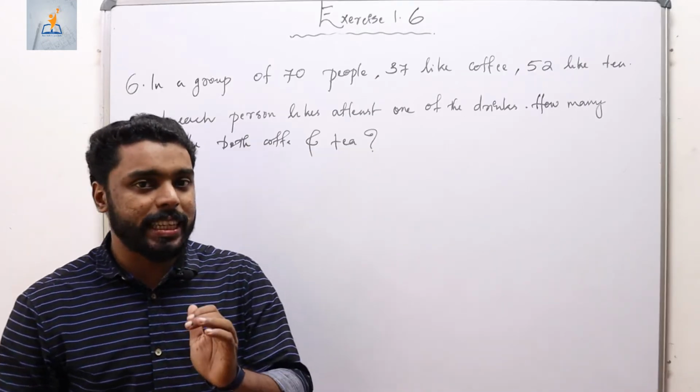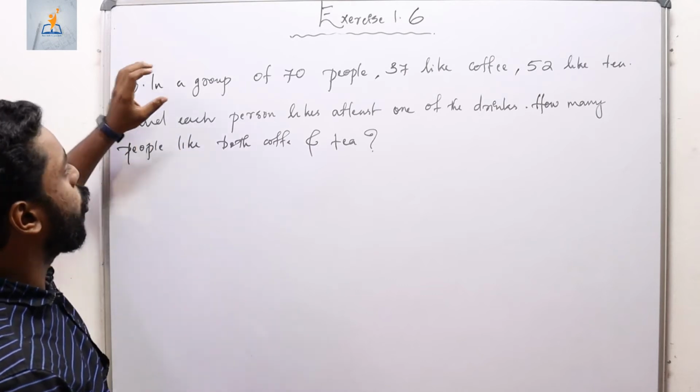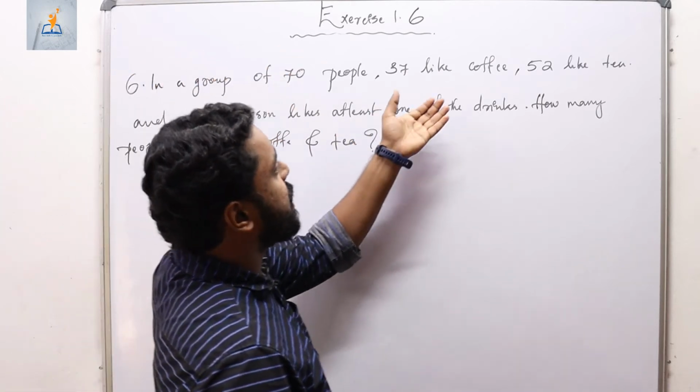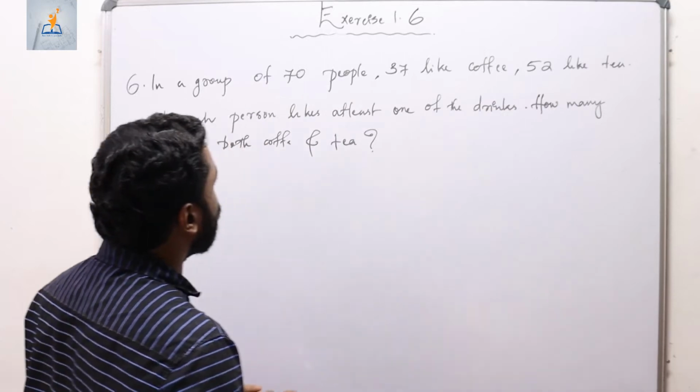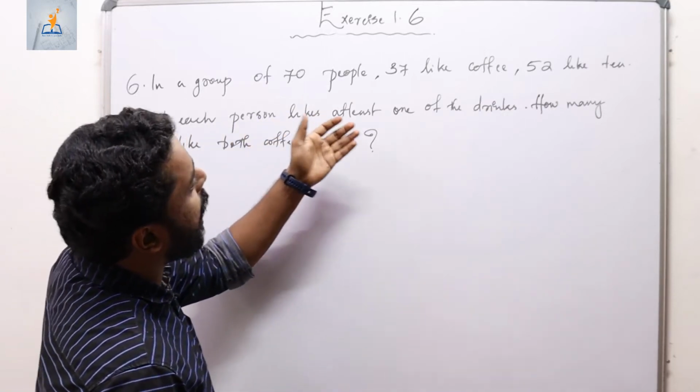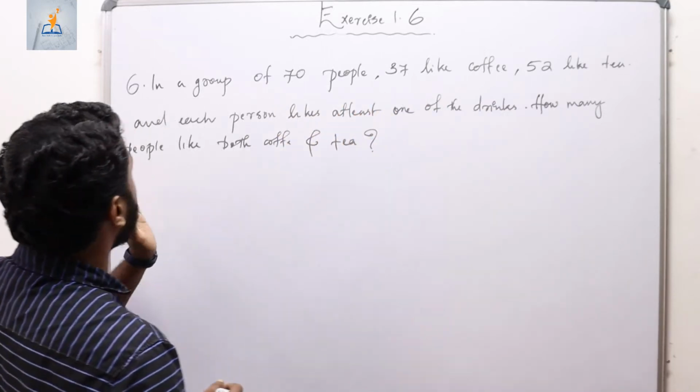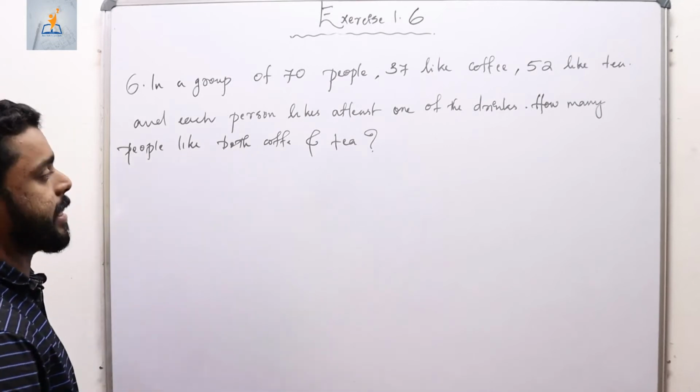Now coming on to the sixth question. The question is that in a group of 70 people, 37 like coffee, 52 like tea, and each person likes at least one of the drinks. How many people like both coffee and tea?